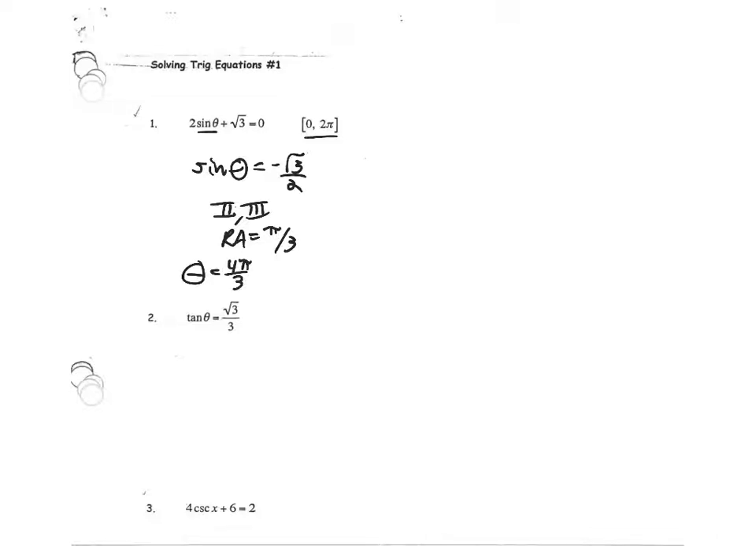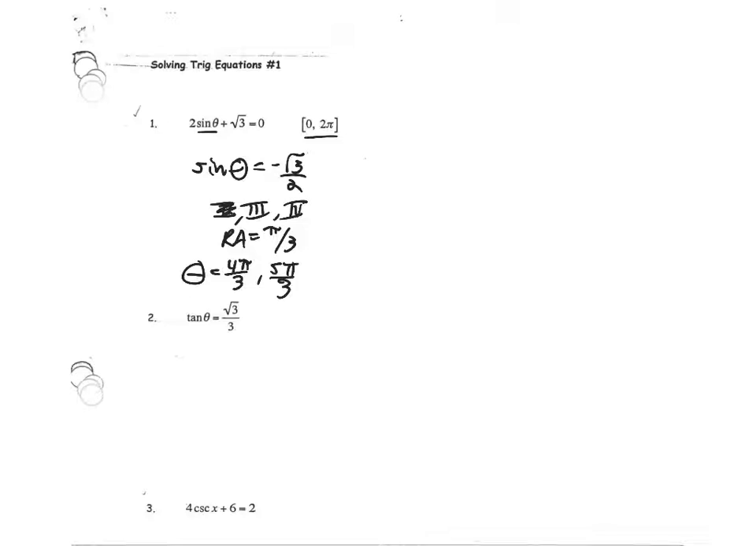Oh, sorry, not 2 and 3, 3 and 4. Sorry, if you were saying, what are you doing, Mr. Bonner? You were correct. Theta should be 4 pi over 3 or 5 pi over 3. Sorry, I misspoke. Quadrants 3 and 4 if sine's negative. Okay, so pretty simple, right?